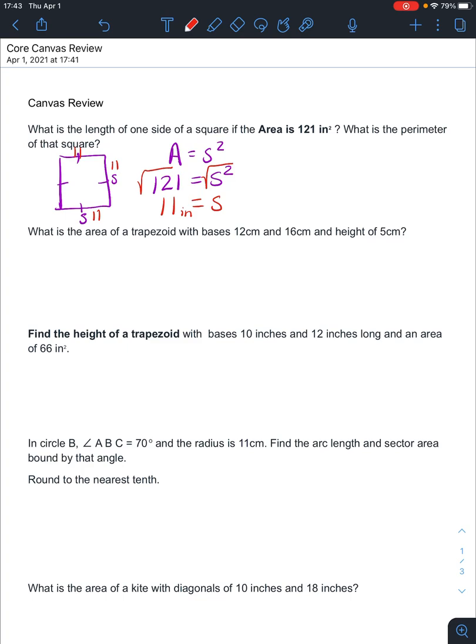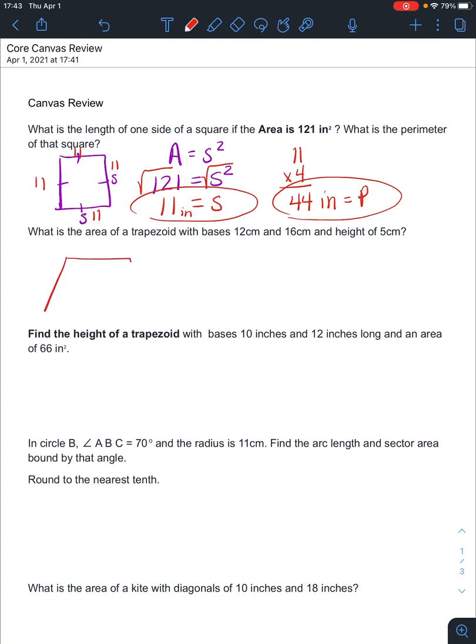And then the perimeter of that square, there are 4 sides. So if each of these sides is 11, we can take 11, multiply that by 4, and get that the perimeter is 41. So our perimeter is, not 41, 44. Our perimeter is 44 inches, and our side length is 11.